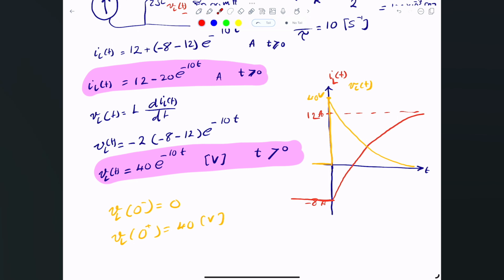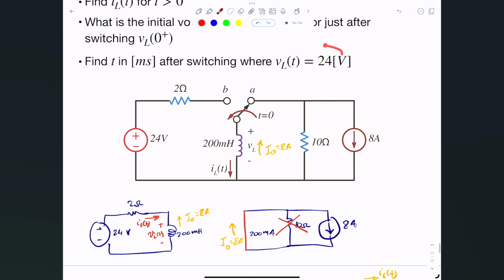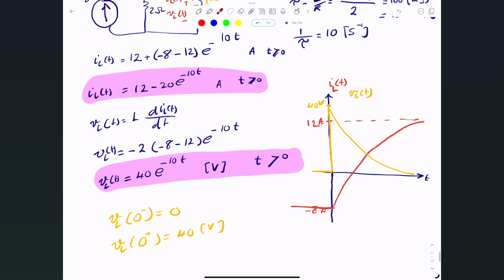Now, what we're being asked to compute is at what time V of L will become 24 volts right after switching. How long do I need to wait for that? We started at 40 volts, and let's assume that 24 volts is somewhere around here. This is the 24 volts. I'm asking at what time this happens. They're not per scale, so they don't have to be at the same time. But at what time does this actually happen?